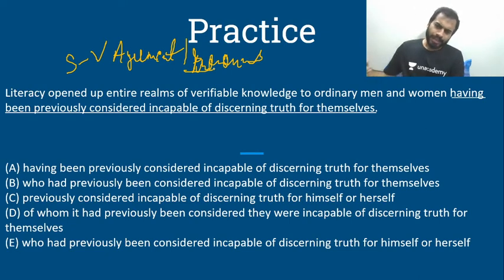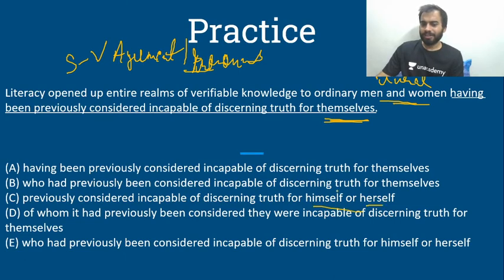Okay, guys, now understand that the statement says literacy opened up. I hope you've arrived at your answer by now. Literacy opened up entire realms of verifiable knowledge to ordinary men and women. Right? So men and women, this is plural. Having been previously considered incapable of discerning truth for themselves. This is themselves. Right? We can look at our answer options.